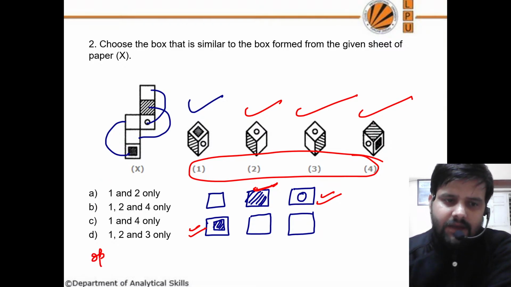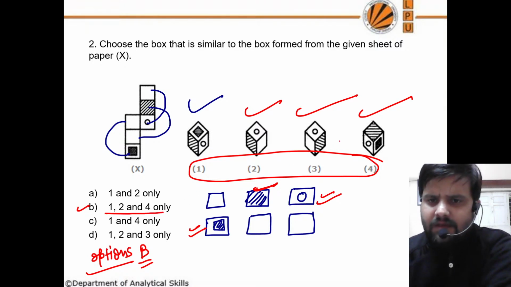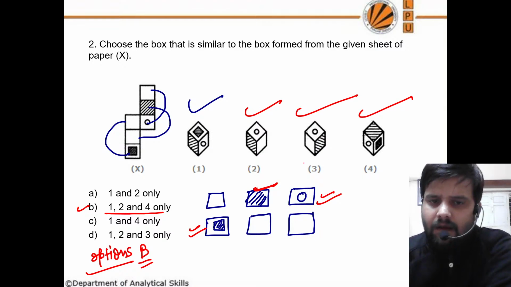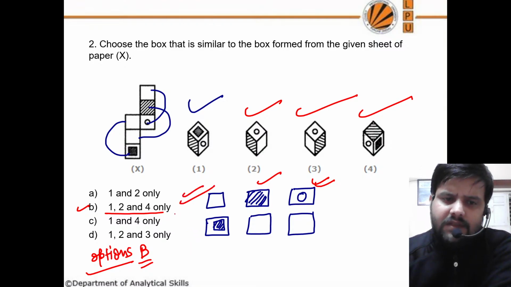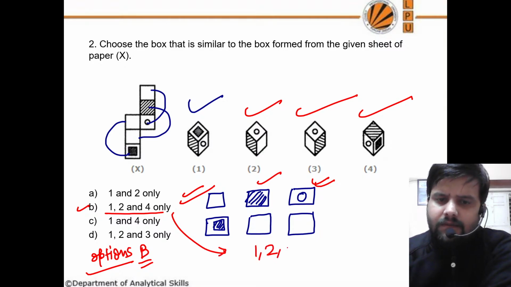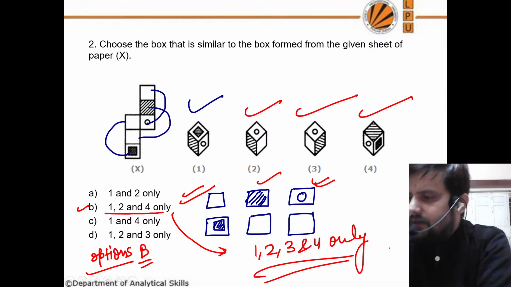They have given option B as the answer for this. Option B is 1, 2, and 4 only. What about 3? 3 is not possible. Check it once. 3, it is from here. It is from here. Yeah. It is possible. I think it must be corrected and it would be written as 1, 2, 3, and 4 only. All 4 are possible in this.